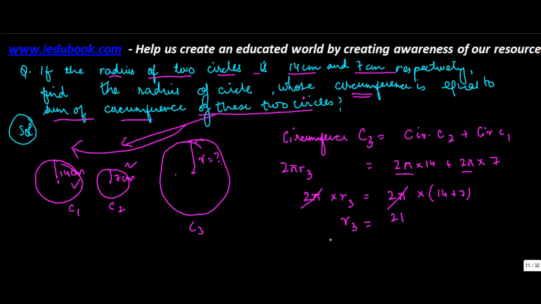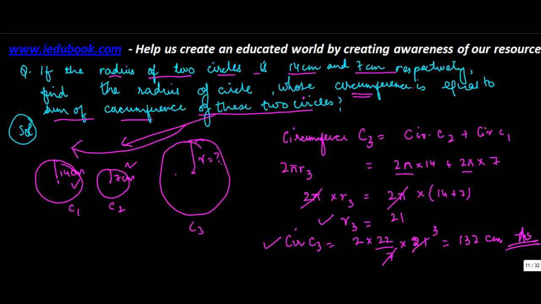Okay. And if r3 is equal to 21, circumference C3 is equal to 2 into pi into r3. 3 into 2 gives you 6. 6 into 22 will give you 132 centimeter. So by this you've got both the values of r and circumference as well.